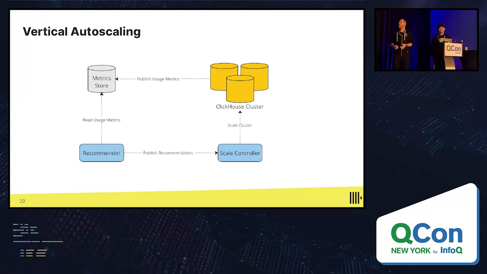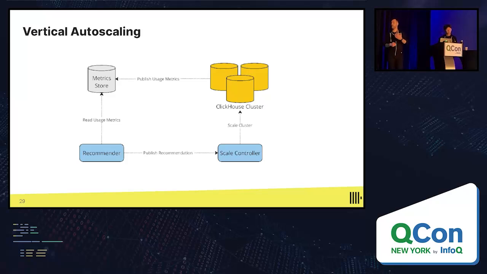The second piece of vertical auto-scaling is this scale controller. So a controller in Kubernetes, if you're not familiar, is essentially a control loop that watches for Kubernetes resources and is able to react to them. And so what is the scale controller watching for? It's actually watching for these resources called recommendations coming from this recommender component.